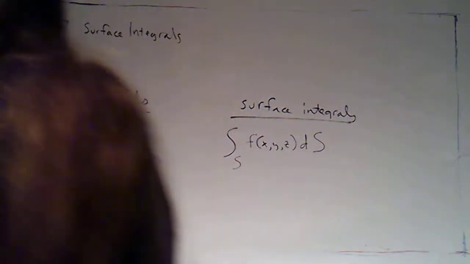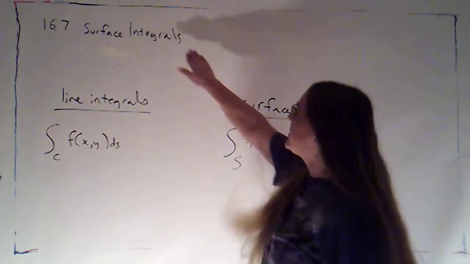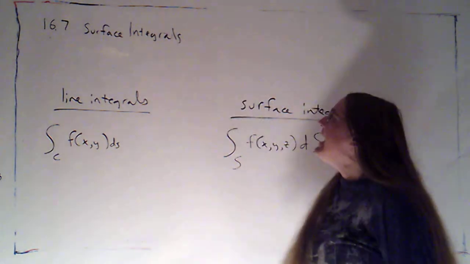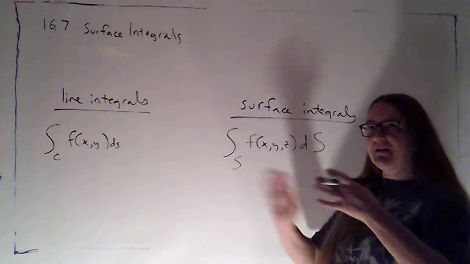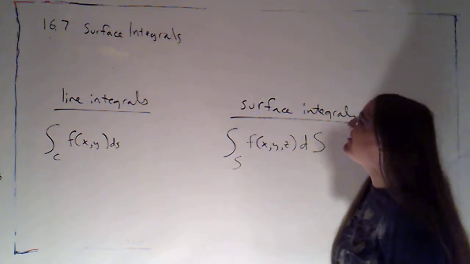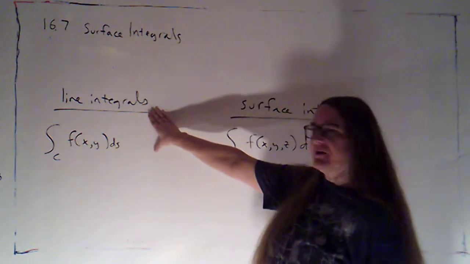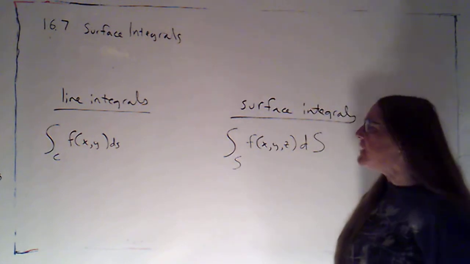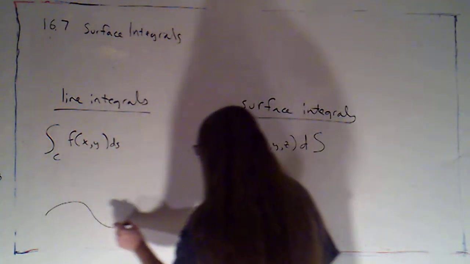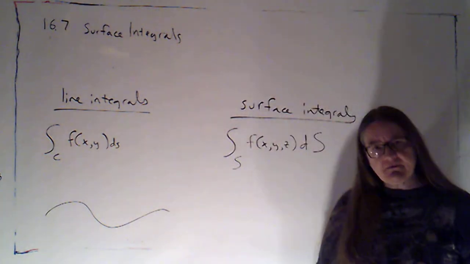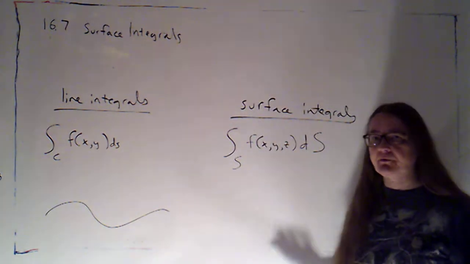Okay, in 15.7, we're going to be taking a look at something called surface integrals. That's essentially the two-dimensional, or if you will, three-dimensional, depending on whether you're looking at the input or the output, analog of a line integral. So with a line integral, remember what we said is we had a one-dimensional curve, but that curve was living in either 2-space or 3-space.